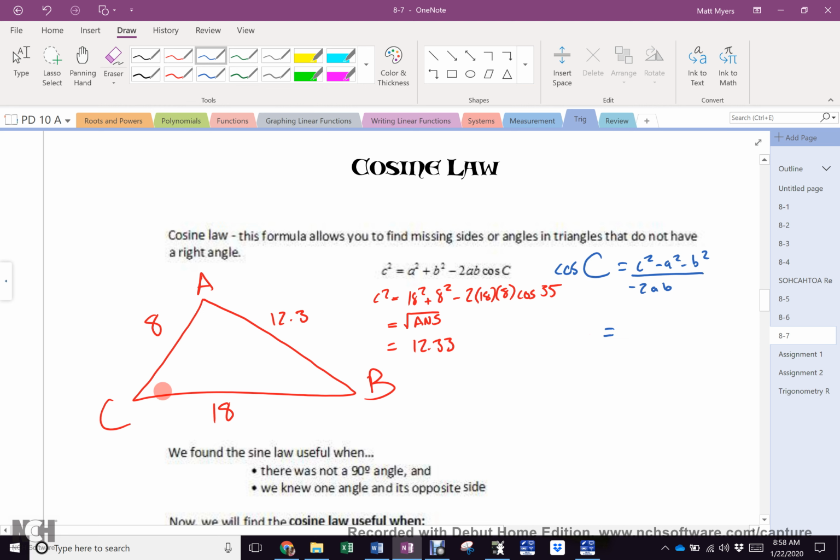So, if I wanted to find C, what is C squared? No. C squared. 12.3 squared minus 18 squared minus 8 squared divided by negative 2 times what? 18 times 8. Does order matter there? Does it matter? No. Now, I have operations in the numerator and operations in the denominator. What do I have to remember? Brackets. Brackets. And then I will shift cos and get what for an angle?